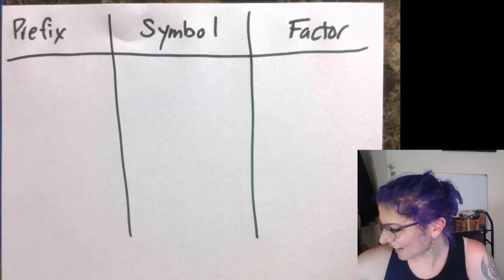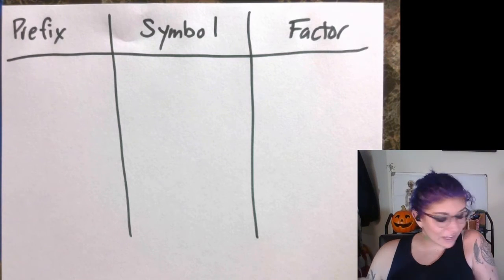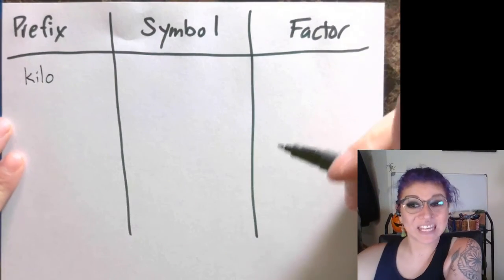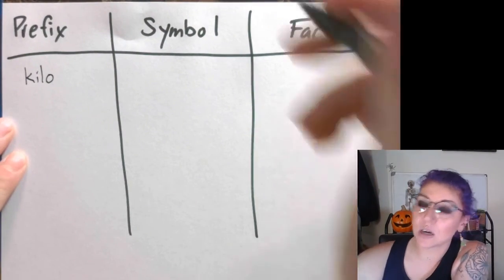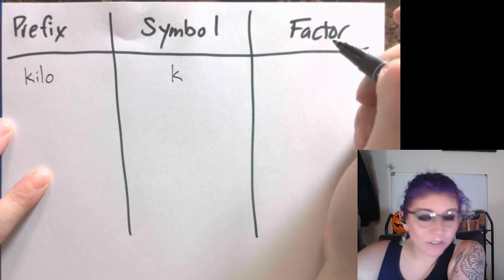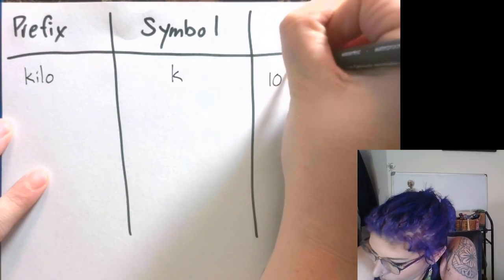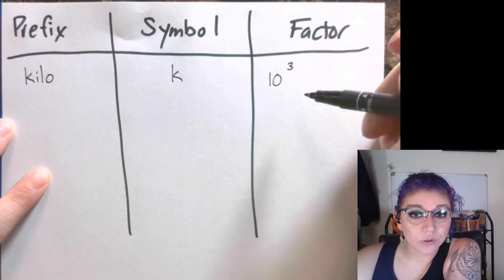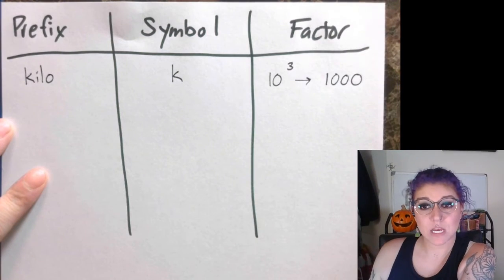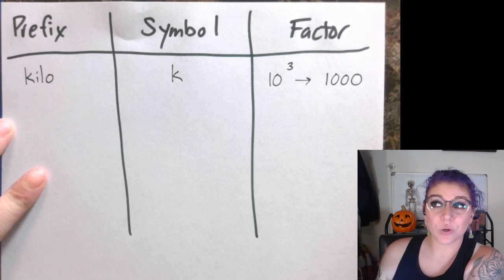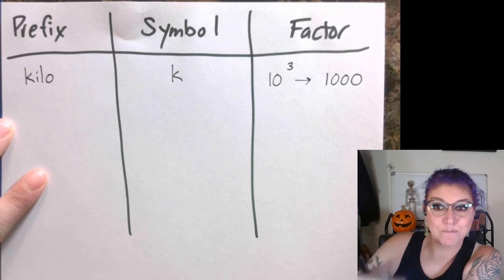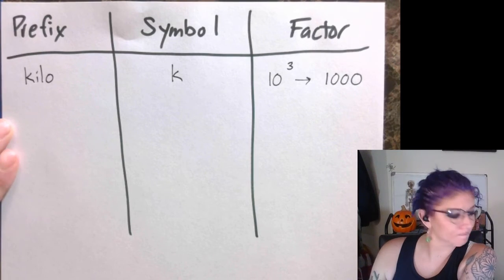Okay, so the first one we're going to look at is kilo. So you might have heard of kilogram or kilometer. The symbol is little k. The factor is 10 to the third. Another way to write 10 to the third is 1,000. So kilo means 1,000 in terms of bigness, in terms of the magnitude.